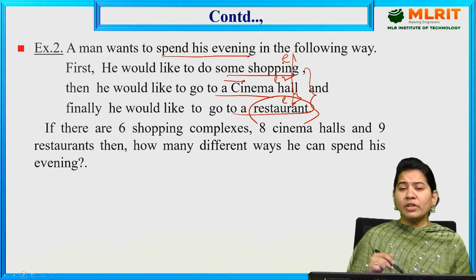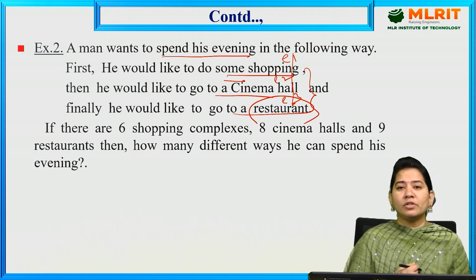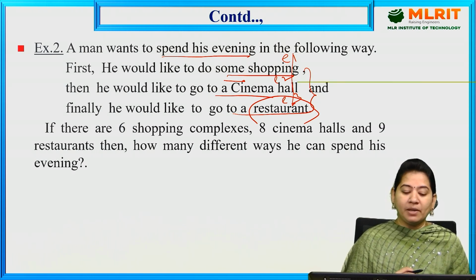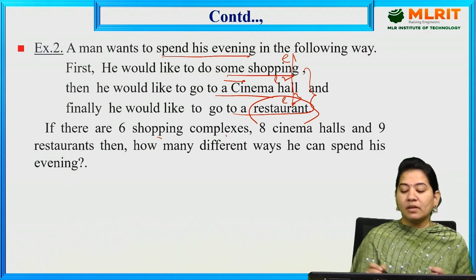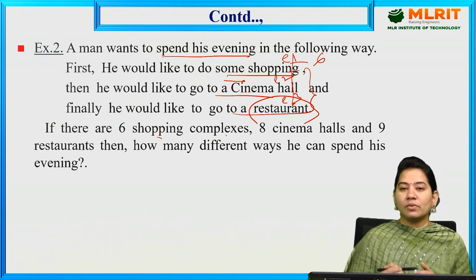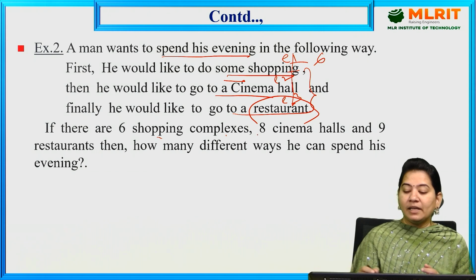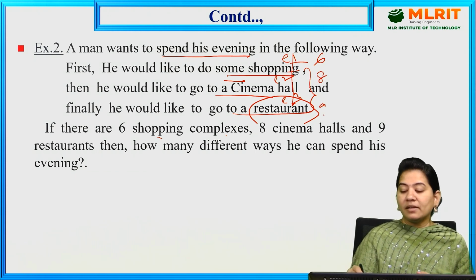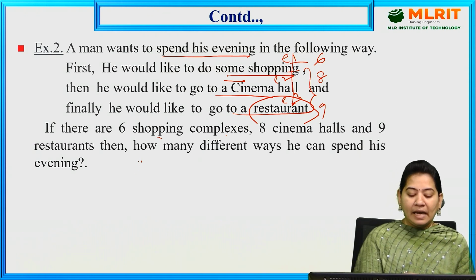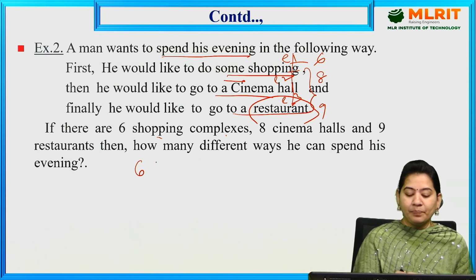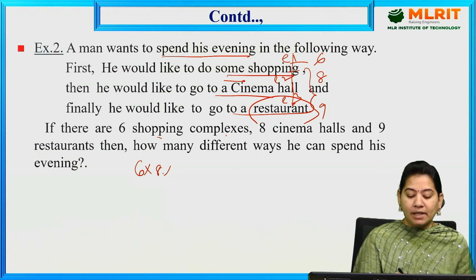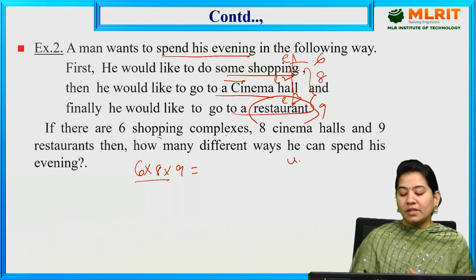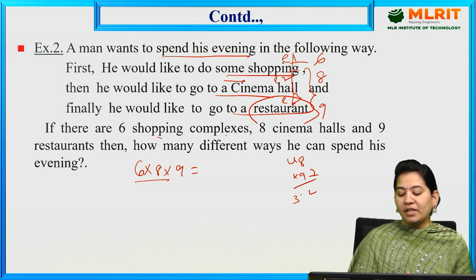And as we have "and" here, obviously we can use the product rule, that is nothing but multiplication. So if there are 6 shopping complexes, and here we have 8 cinema halls, and we have 9 restaurants, then obviously, as he wants to spend all the 3, it is 6 into 8 into 9. Here 6 8s are 48. So what is 48 into 9? 9 8s are 72. 9 4s are 36. 36 plus 7 is 43.